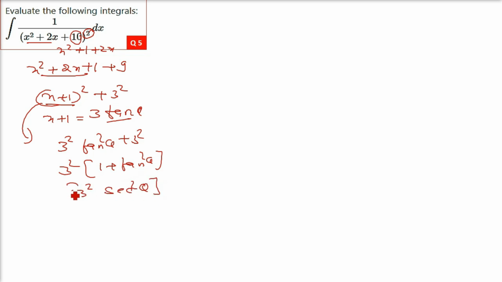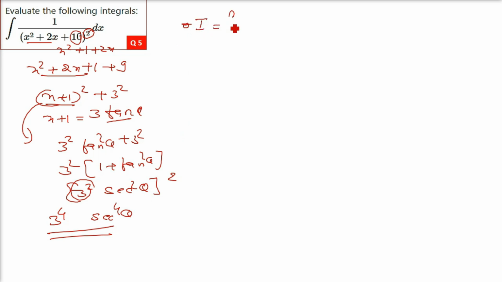And this has the power of 2, because we are dealing with the denominator right now. So 3 square to the power 2 gives 3 to the power 4. I'm just saying this because I know that there will be certain cancellations which are going to happen just now. So we have 3 to the power 4 sec to the power 4 theta, and this is your whole denominator. So I have just completed the denominator explanation.